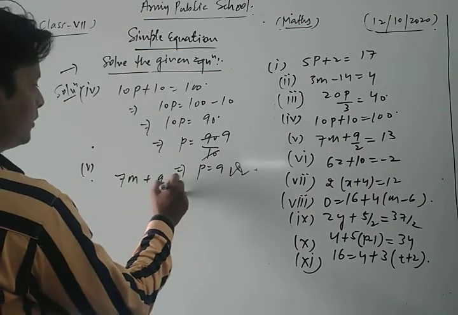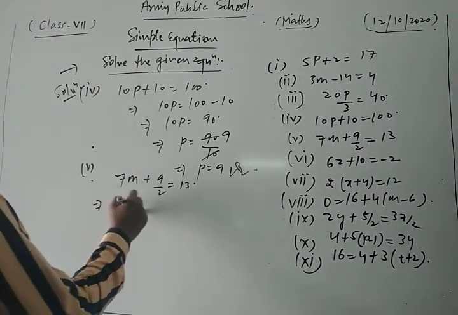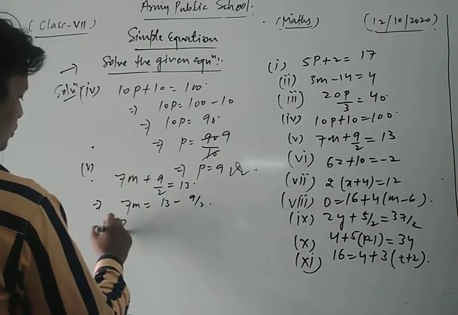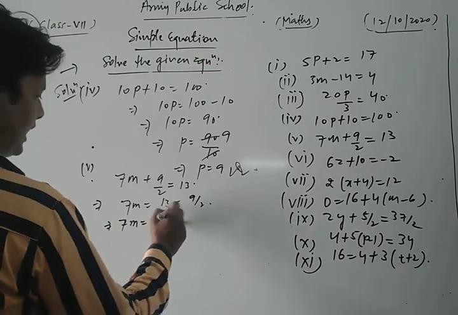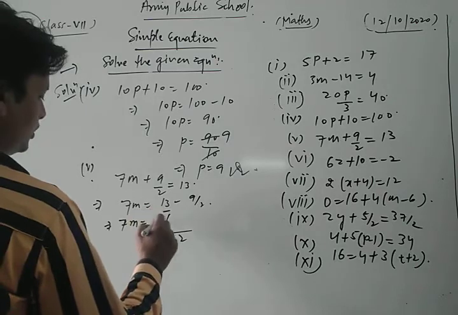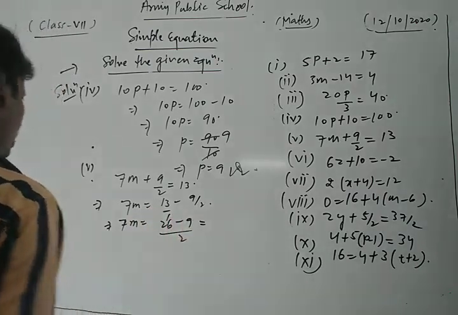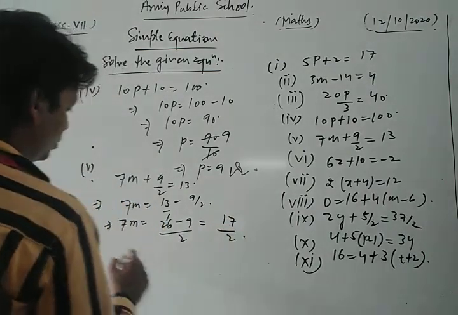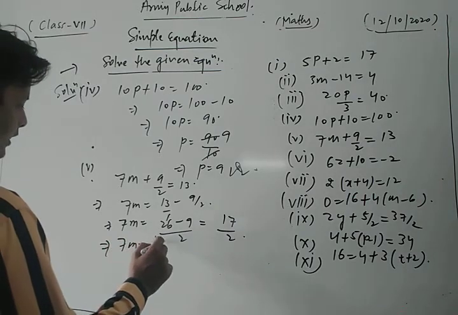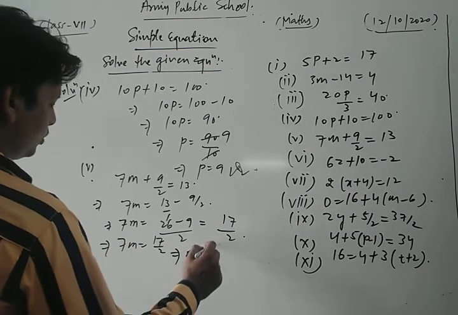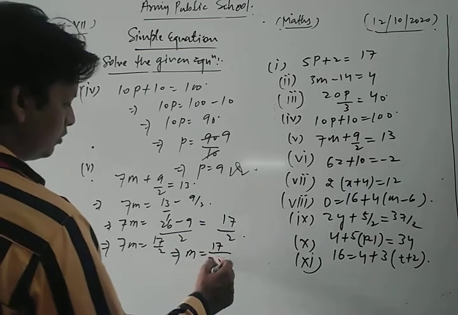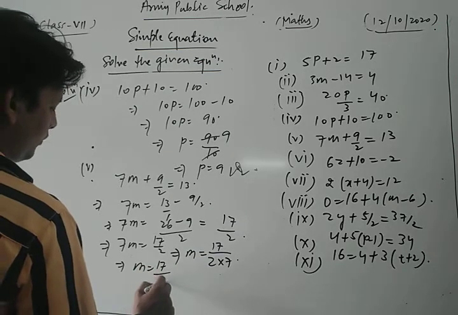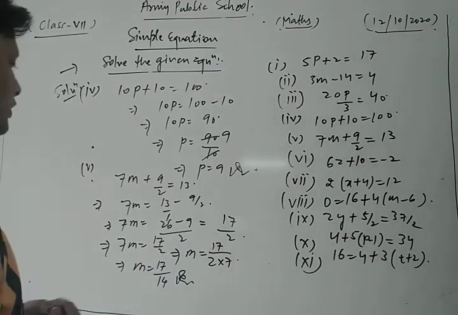7m plus 9 by 2 is equal to 13. So first of all we write 7m is equal to 13 minus 9 by 2, transferring 9 by 2 to the other side. We take LCM as 2. So 2 thirteens are 26, minus 9. Now we get 17 upon 2. Thus we get 7m is equal to 17 upon 2. Now the value of m is equal to 17 upon 2 into 7. So we get m is equal to 17 upon 14. This is our required solution of the given equation.